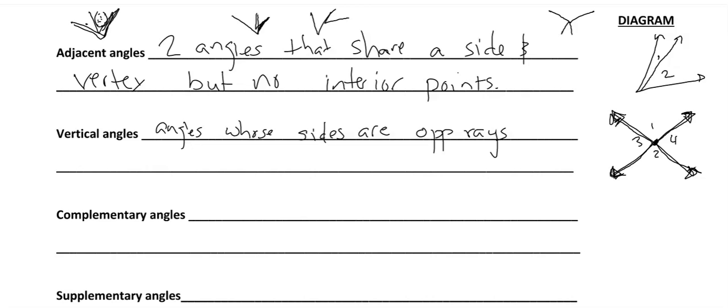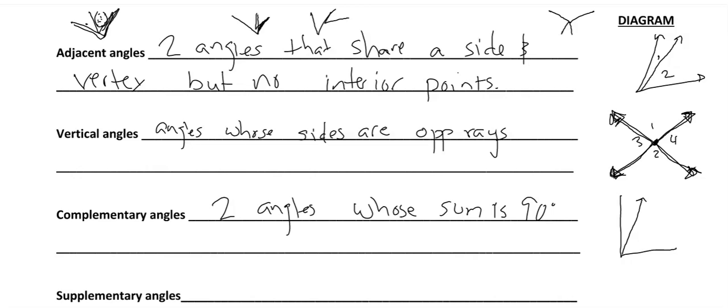So the next one is complementary angles. Complementary angles are two angles whose sum is 90 degrees. So let me show you an example. Let's say you had this angle, and they come together to make a right angle. Those would be complementary angles because they come together to make 90 degrees.